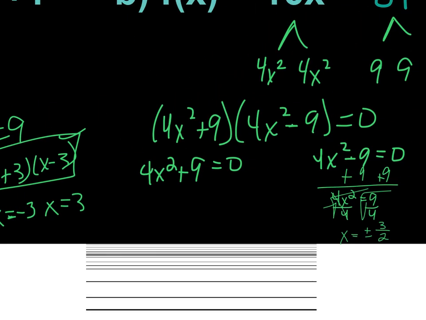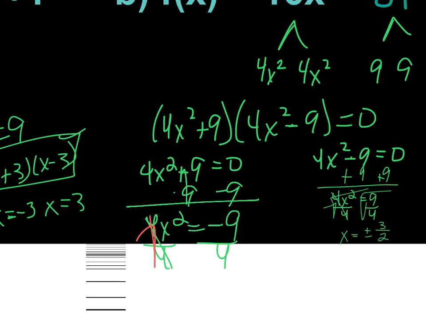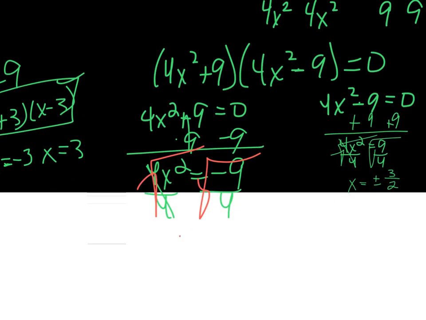What do I do on the left-hand side? Subtract 9, right? So 4x squared equals negative 9. Divide by 4. So what? Take the square root. When I take the square root, what goes on my answer? So I have plus or minus. What is the square root of 9? 3. What's the square root of 4? 2. But since there's a negative, what goes on my answer? There you go.